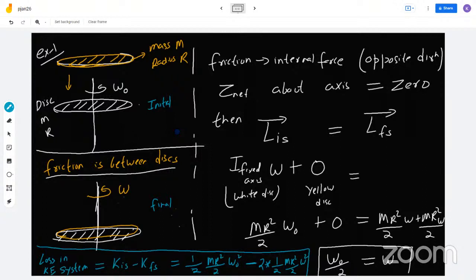So here we have ensured that torque is 0 about the axis, no external torque, hence the angular momentum of the system, the combined system, is conserved.